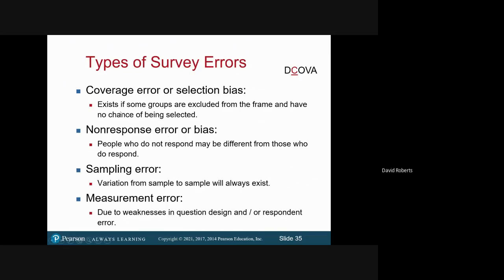So coverage error exists. Some groups are excluded from the frame, have no chance of being selected, such as somebody who has pink eyes. Well, there's nobody with pink eyes that I'm aware of. Not normally anyways. So we're excluding some group. You get my point. I didn't want to say a specific group because these days you have to be so careful about what you say. But anyways, just excluding some group for whatever reason. Be very careful about bias.